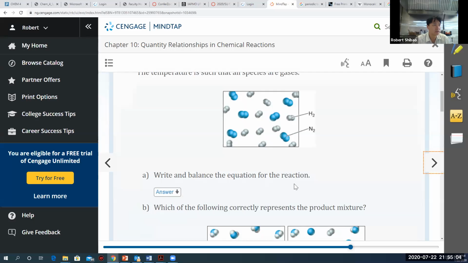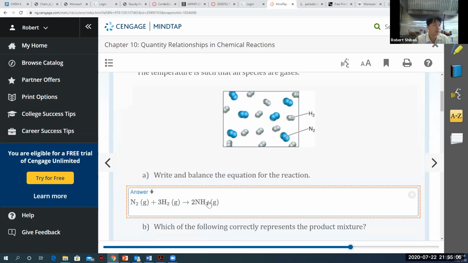Well, this is nitrogen and hydrogen yields ammonia, so we just balance it. Here, again, the formatting is weird to me. There should be no space. It should just be N2 gas, no space, and then 3H2. I do no spaces. N2 gas plus 3H2 gas yields 2NH3 gas.